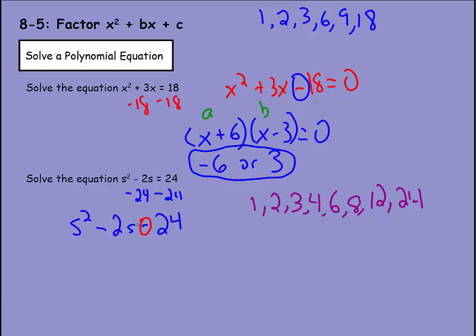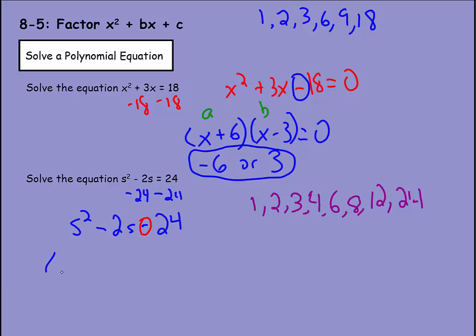Since b is negative here, I'm looking for a negative factor that is 2 bigger than a positive factor. Well, I have 6 and 4, which is 2 bigger. I also have 8 and 6. Well, which one multiplies to 24? Oh, that would be the 4 and the 6. So therefore, my 6 would have to be negative, and my 4 would have to be positive.